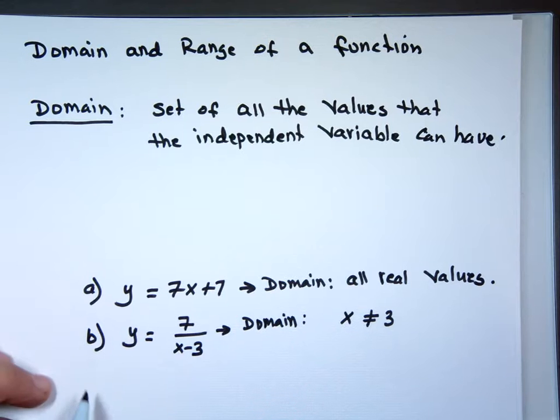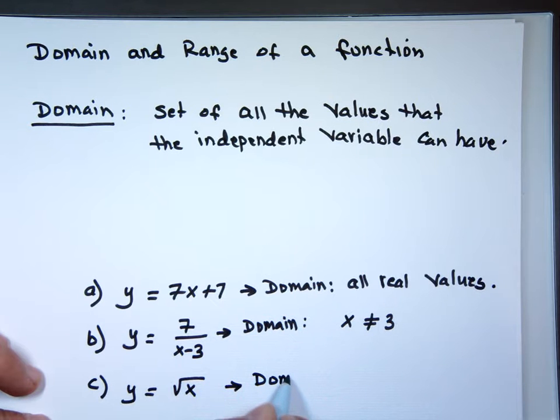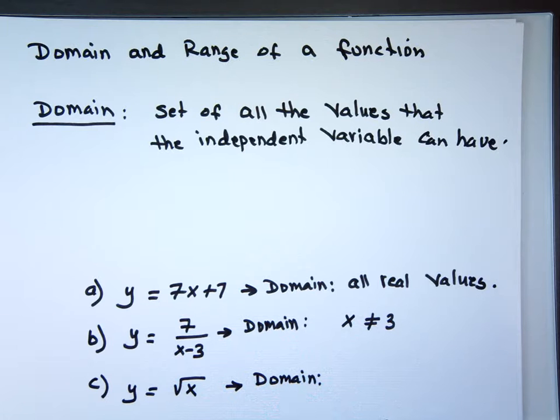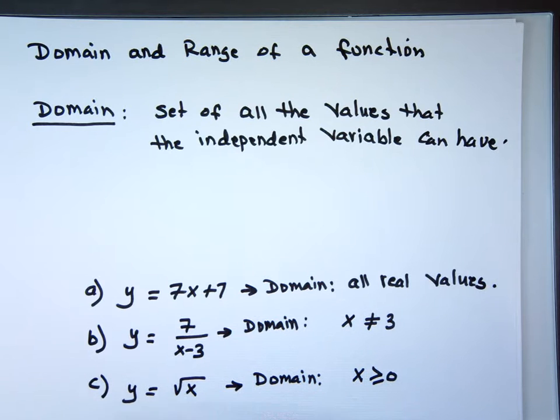Let me try another one. I left a space for a reason. Y equals the square root of x. What is the domain there? What is it? Yes, x cannot be less than 0. That's the answer I got. Which means your domain, the x value, has to be greater than or equal to 0. Because if x is a negative number, what would you have for an answer here? Imaginary value. Remember the square root of a negative number?